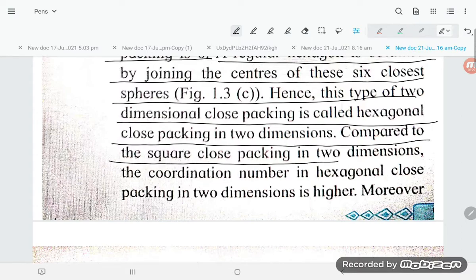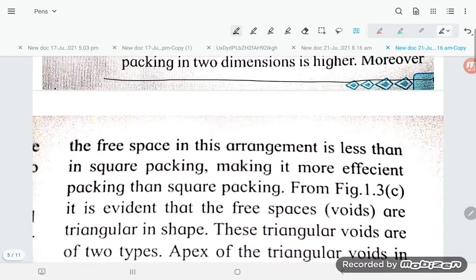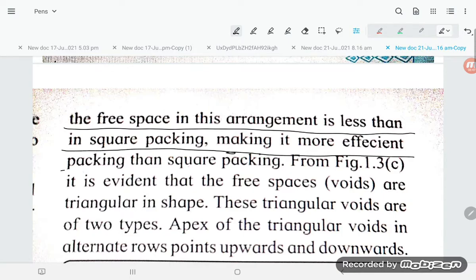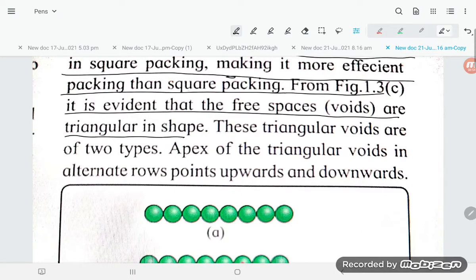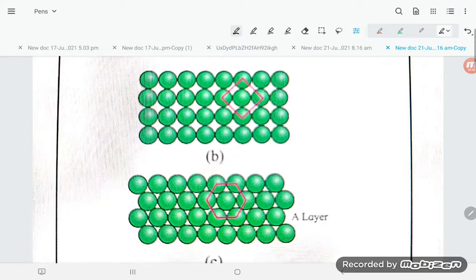Compared to square close packing in two dimensions, the coordination number of hexagonal close packing in two dimensions is higher. Moreover, the free space is less than in square packing, making it a more efficient packing than square packing. Hence, it is evident that the free space voids are triangular in shape. These triangular voids are of two types. The apex of the triangular voids in alternate rows points upward and downward.